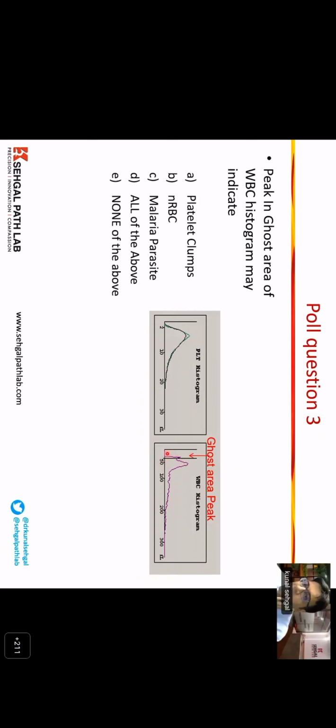ghost area. So where are the RBCs over here? Same size as normal RBCs, right? Where did they go? They lie in the WBC channel. Excellent. So in the WBC chamber, when the WBCs are measured, the RBCs are lysed. So all the lysed RBCs disappear.